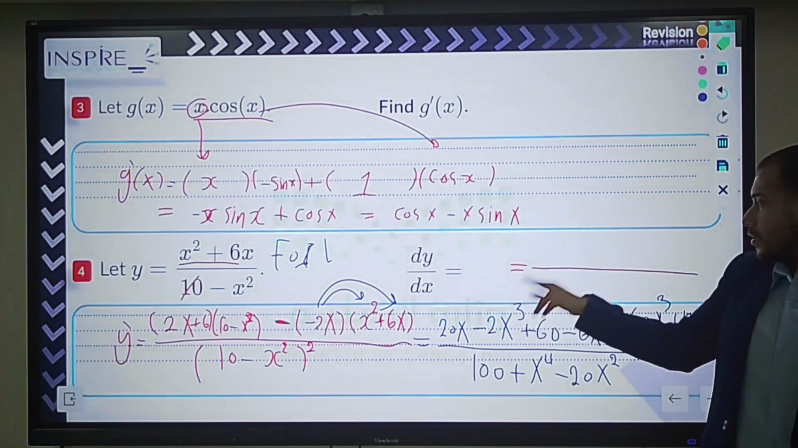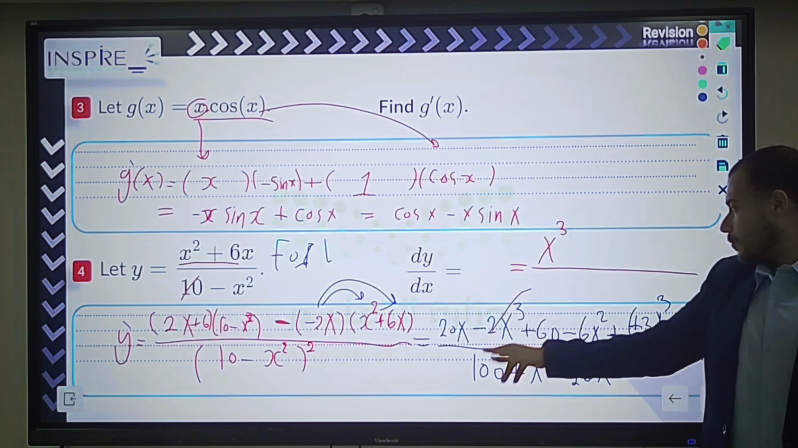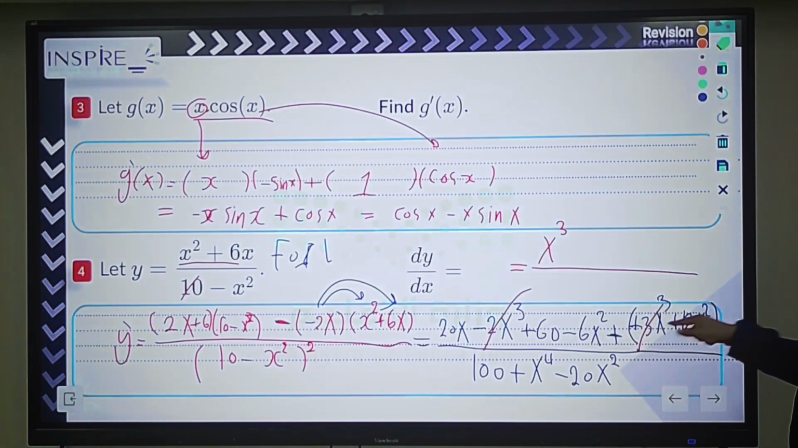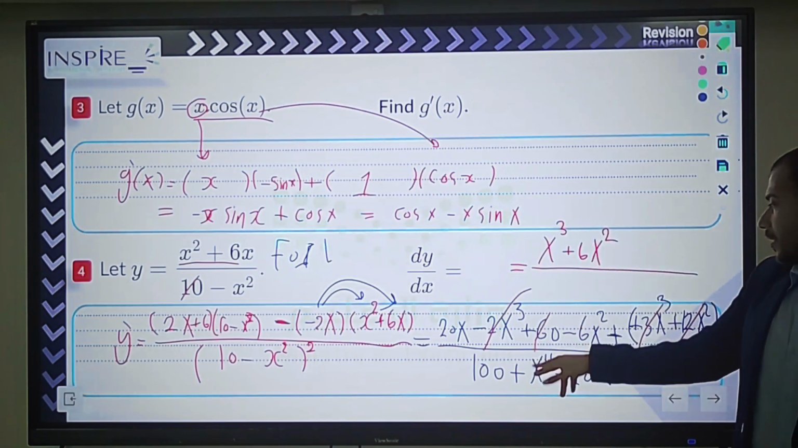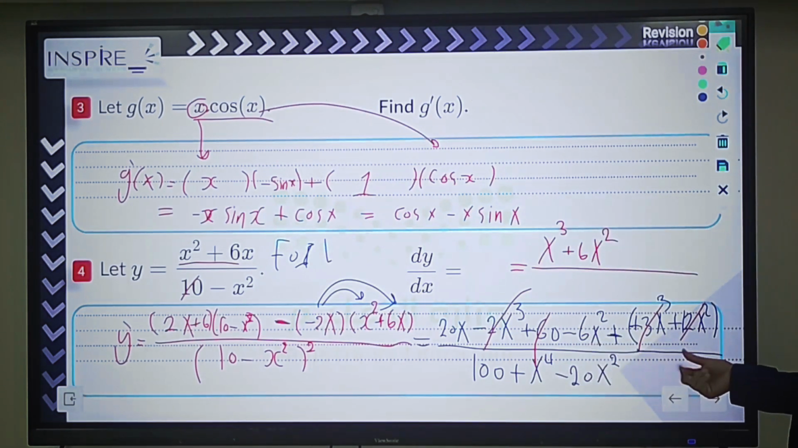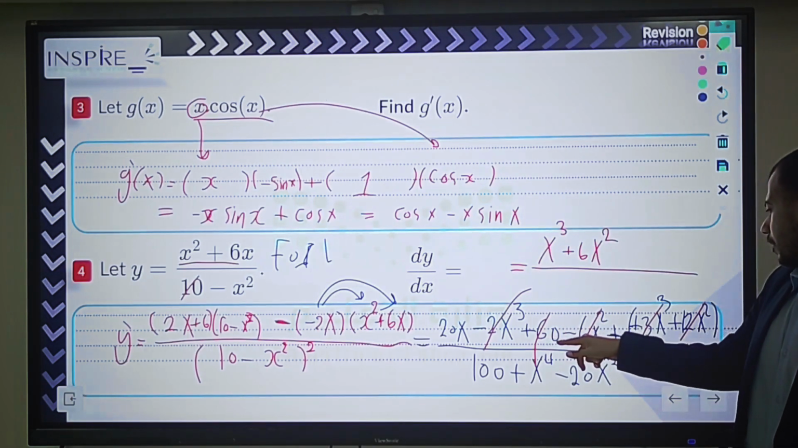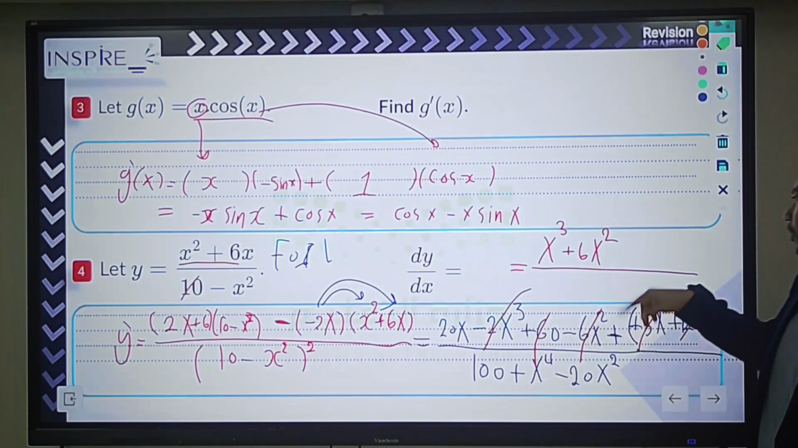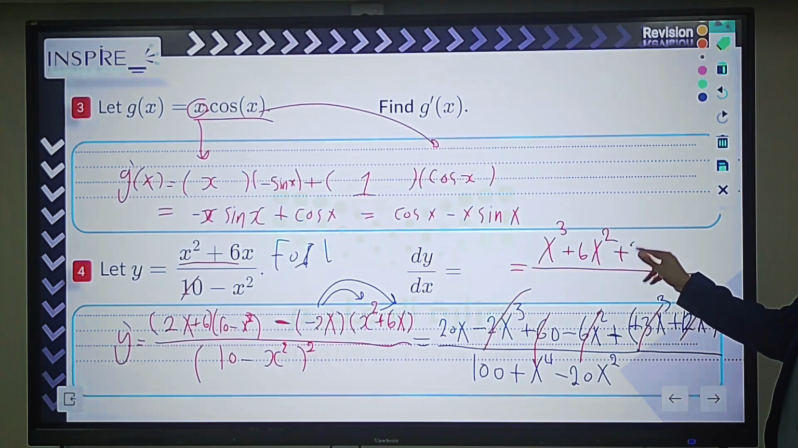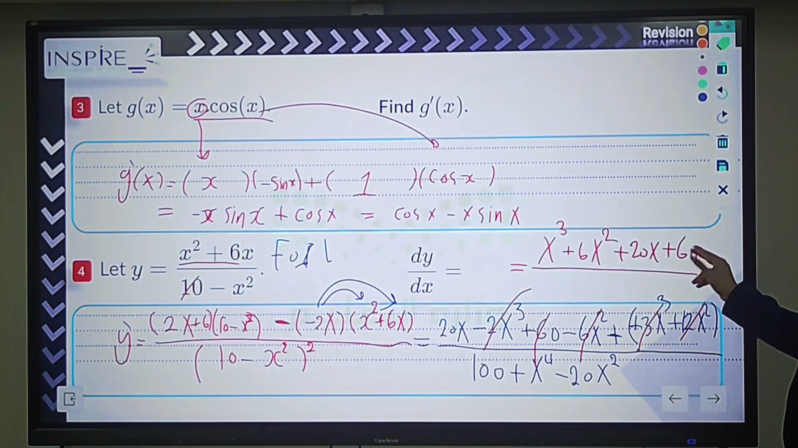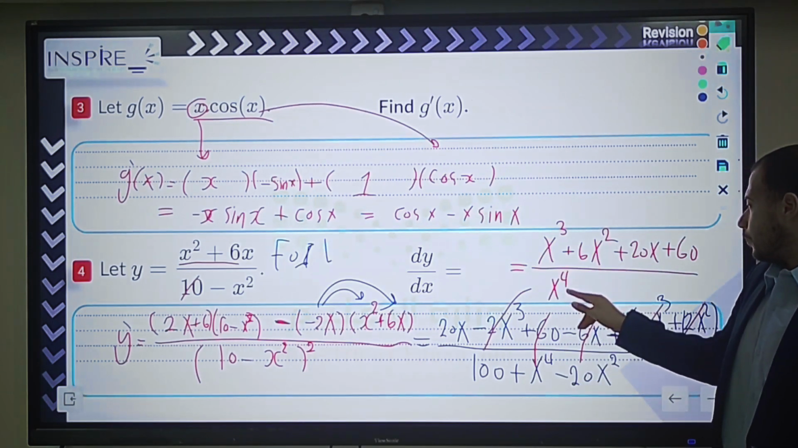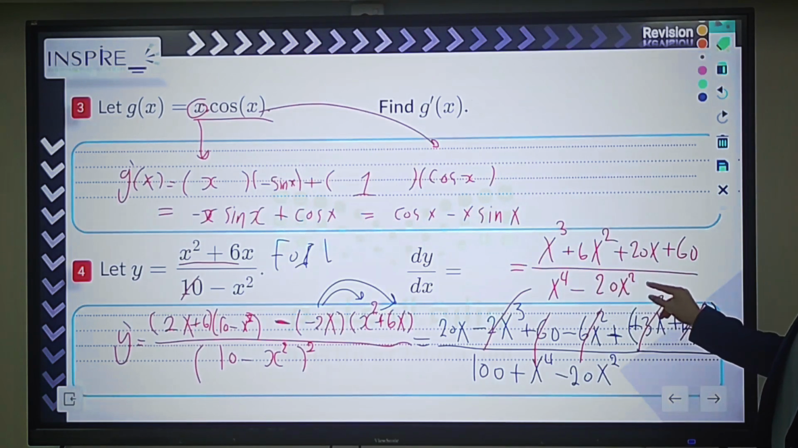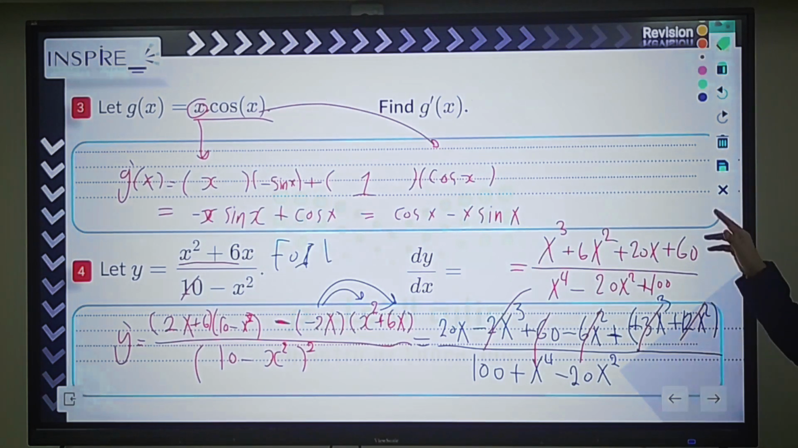Three x cubed minus 2x cubed will give you x power 3. And then negative 6x squared plus 12x squared will give you positive 6x squared. And then negative 60. No, we don't have any numbers. We will write 20x minus 60 plus 60, so 20x plus 60. And the denominator will be the same, but you can arrange it. So it will be x power 4 minus 20x squared plus 100. And this is your full answer. Okay, let's move on.